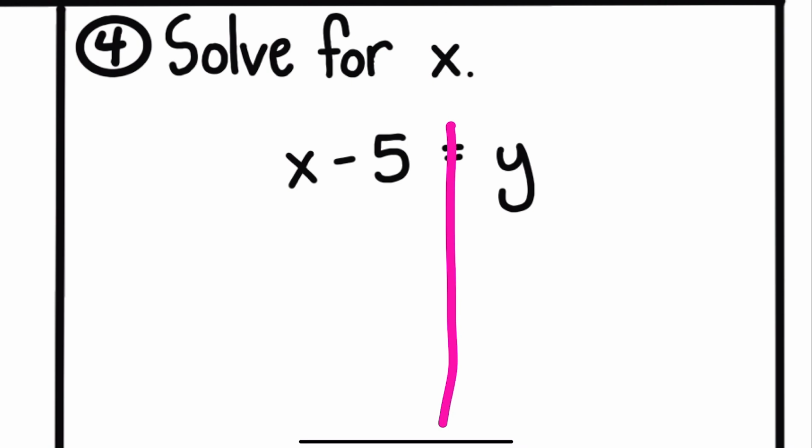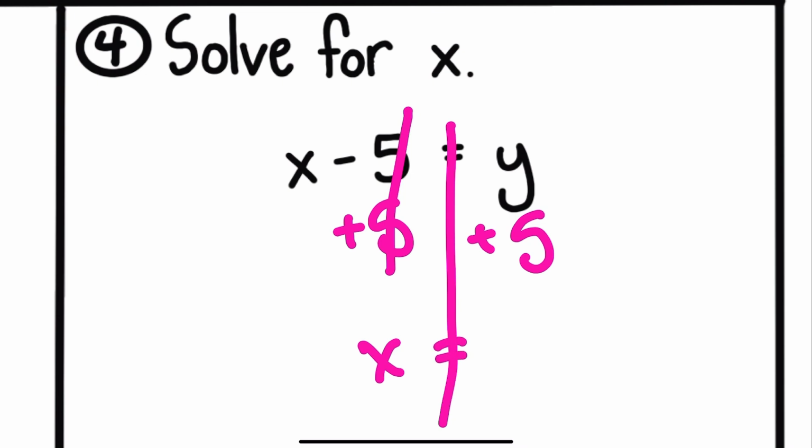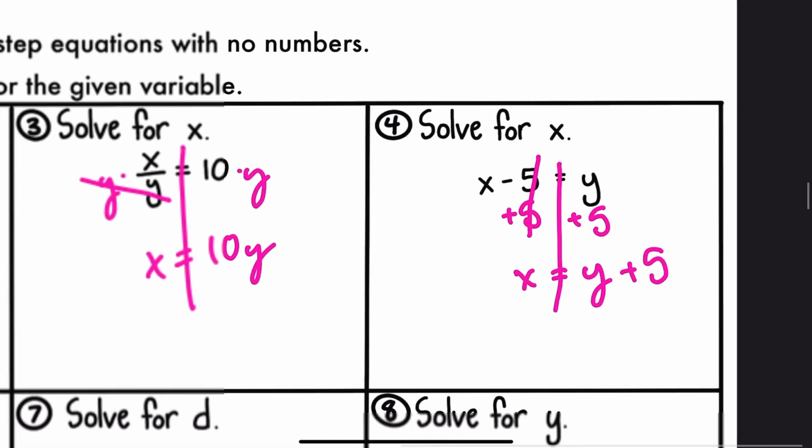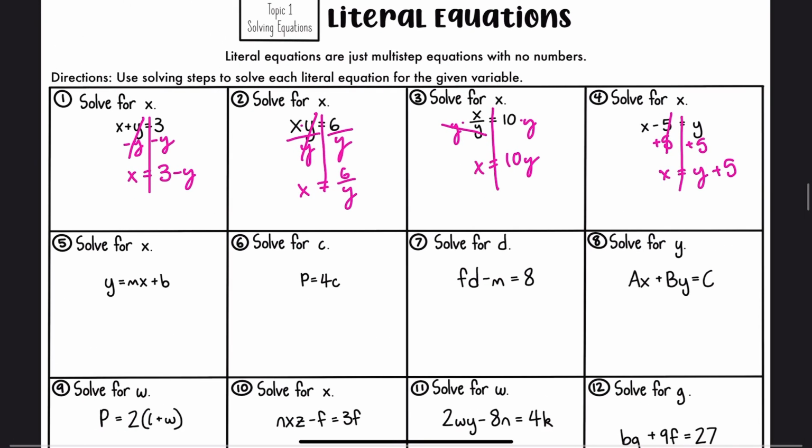Same thing here, I want to get the x by itself. I have a minus 5 in my way this time, so I'm going to do the opposite of minus. I'm going to add 5 to both sides. So then I'm going to be left with x, because negative 5 plus 5 is going to give me 0, equals, I can't add a letter and my number, so I'm just going to do y plus 5 for my answer. We're still doing the opposite to get those pieces alone, but I can't add these two together. Let's try another one. Let's do a longer one.